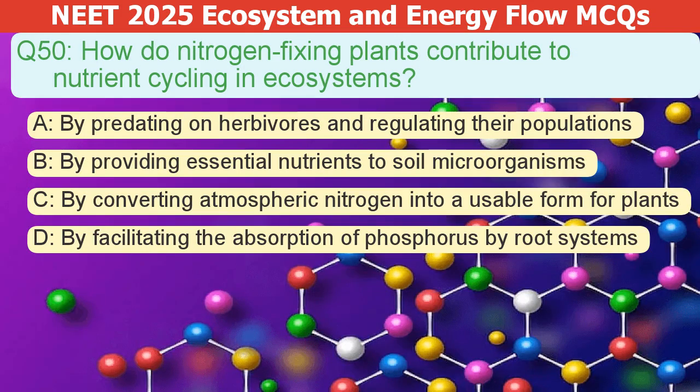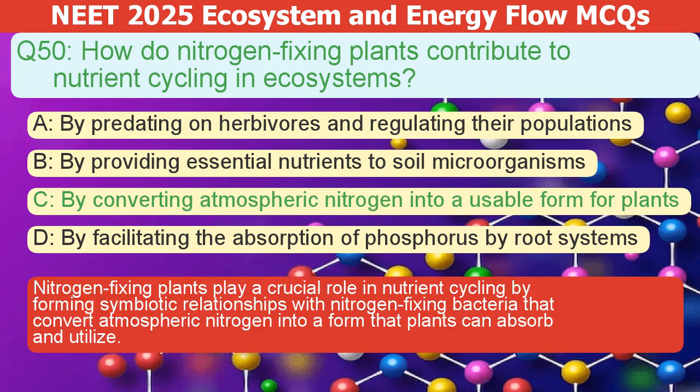How do nitrogen-fixing plants contribute to nutrient cycling in ecosystems? A. By predating on herbivores and regulating their populations. B. By providing essential nutrients to soil microorganisms. C. By converting atmospheric nitrogen into a usable form for plants. D. By facilitating the absorption of phosphorus by root systems. The correct answer is C. Nitrogen-fixing plants play a crucial role in nutrient cycling. They form symbiotic relationships with nitrogen-fixing bacteria. These bacteria convert atmospheric nitrogen into a form plants can absorb and utilize.